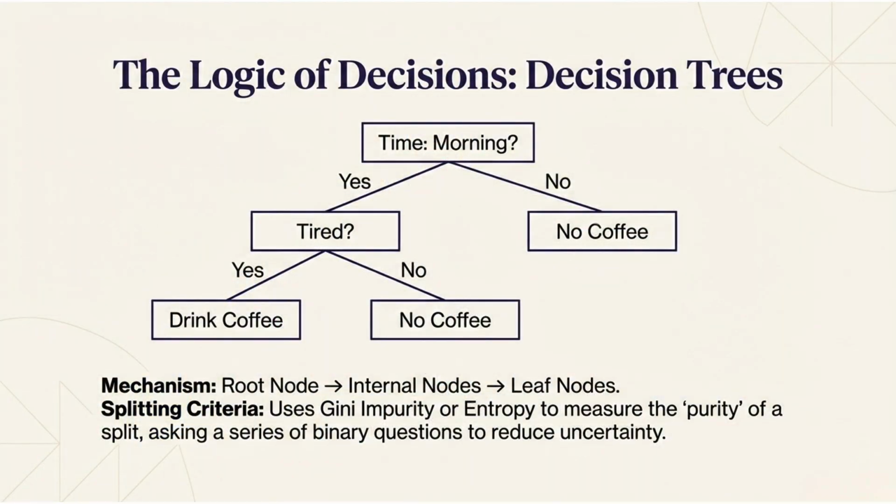Decision trees model decisions as a sequence of simple, interpretable rules. We start at the root node and split the data using binary questions. Each internal node represents a feature-based decision. Splits are chosen using criteria like Gini impurity or entropy to reduce uncertainty. The final leaf nodes represent the model's prediction or action.